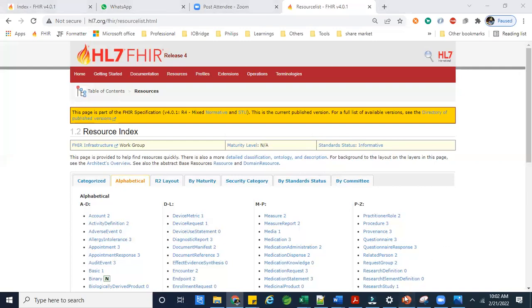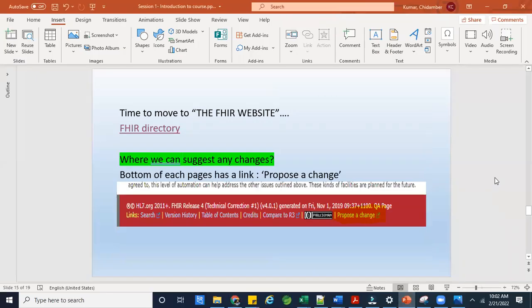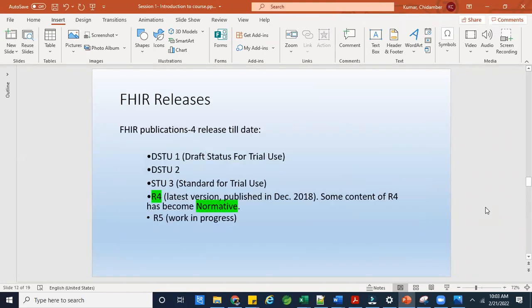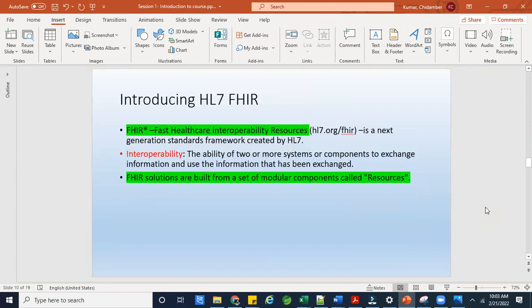So anyway, you might have seen that a few statements I have highlighted in green. This is where we can suggest any changes. I have mentioned to propose a change. This particular statement is highlighted in green. So whatever you see highlighted in green throughout the course means it is relevant with respect to certification.